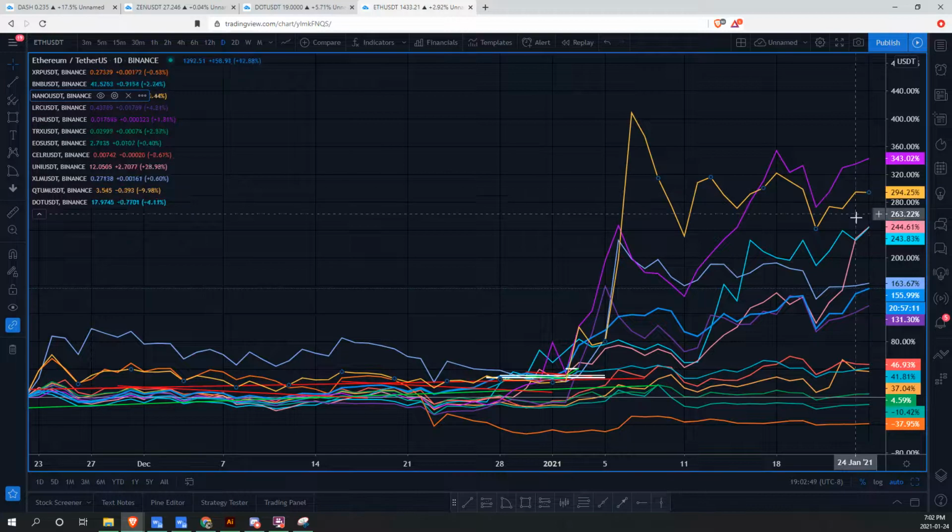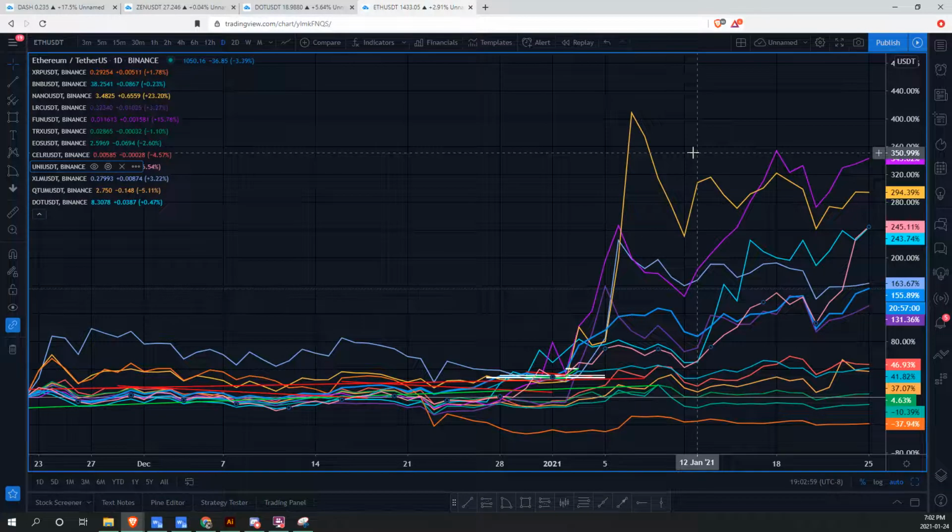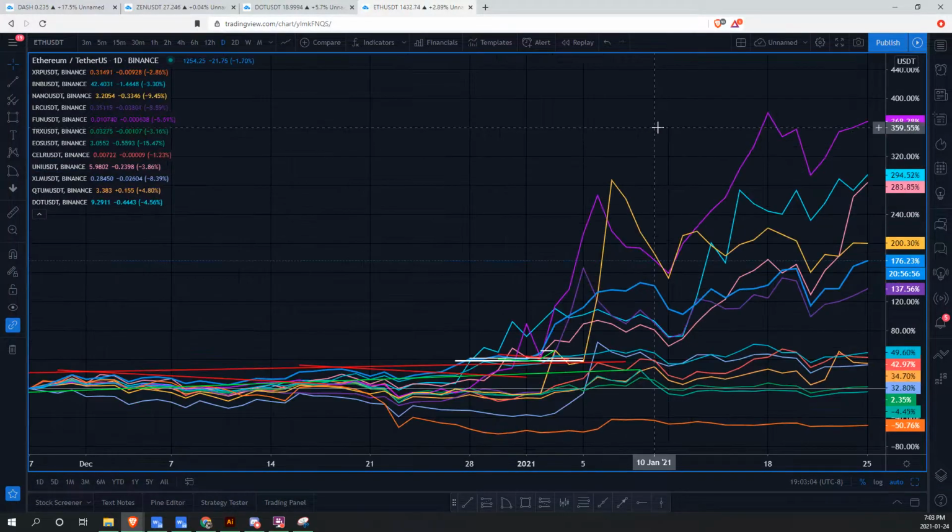Second is going to be Nano, and then we have DOT in third, maybe fourth. The third one is actually going to be Uniswap. So we can see that this is going to be a relative strength and weakness. We can look at different time frames and get a good understanding of what coins have been doing really well.